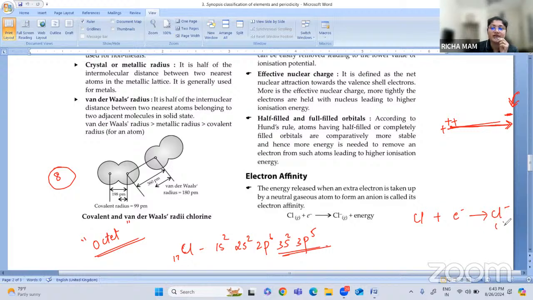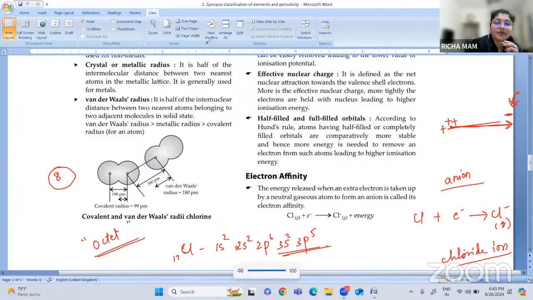So it becomes a chloride ion. It is an anion. When you have a negative charge on the atom, it is called an anion. And when you have a positive charge on an element, it is called a cation. We have seen that in the case of ionization potential.